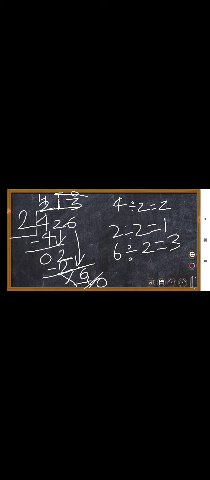So what is your answer? 213. What is the quotient? Quotient is always the answer of the division. Okay, quotient and remainder. The remainder is equal to 0. So the quotient is 213. That is your answer. Okay, and now come to the next.